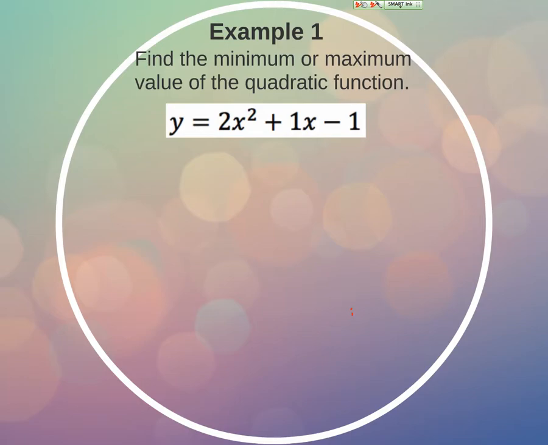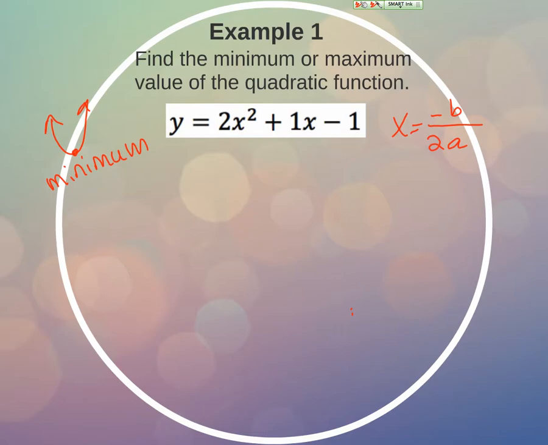The first function we're going to look at is y equals 2x squared plus 1x minus 1. And so I noticed that it is opening up. So in this case, I am looking for a minimum. So just to keep that in mind, since a is positive, opening up, I'm looking for a minimum. Remember, we're going to use x equals negative b over 2a for that axis of symmetry.